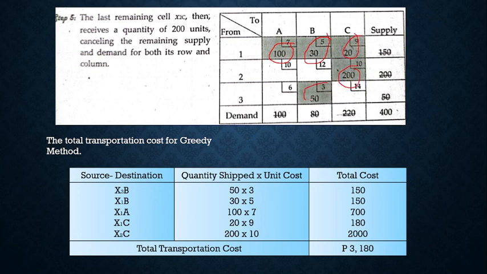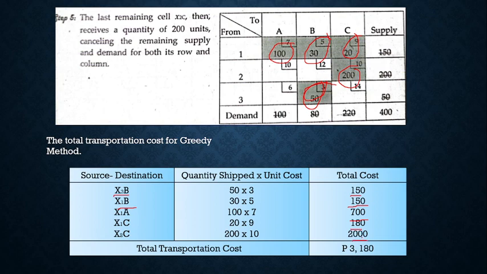So, lahat ng nakuha natin, yung na-distribute natin na mga demand and minus ng na-supply, so we need to make the tabular solution, the feasible solution. So, source destination, ito yung x sub 3b, 50 times 3, so pasunod lang siya. X sub 1b, 30 times 5, x sub 1a, 100 times 7, x sub 1c, 20 and times 9, and the x sub 2c, 200 times 10. So, 50 times 3, 150, 30 times 5 is equal to 150, 100 times 7, 700, 20 times 9, 180, and 200 times 10, 2,000.